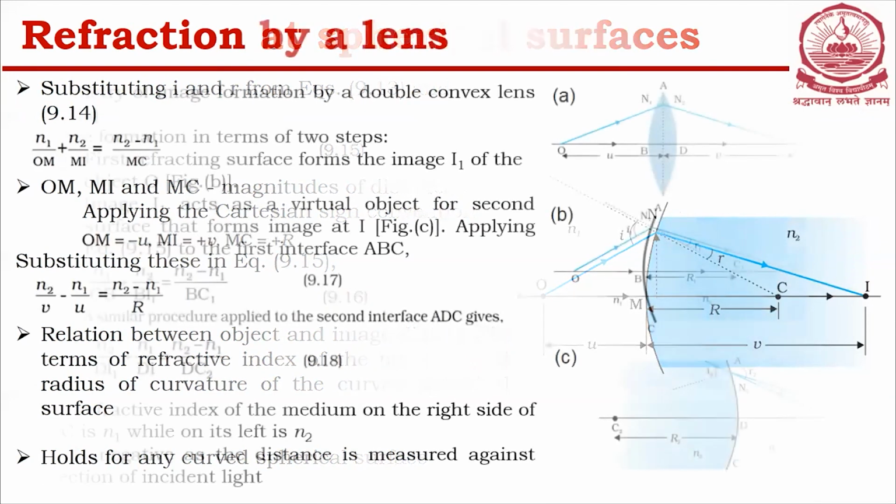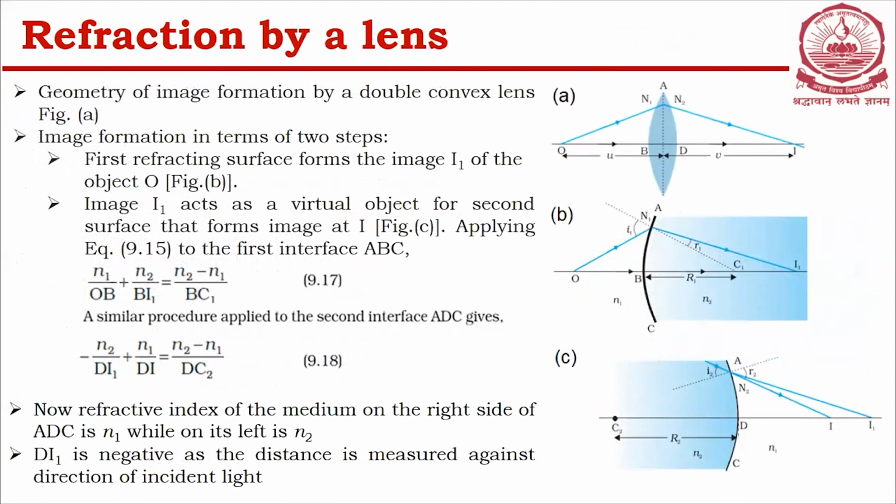Now let us move on to lenses: how to derive the lens maker's equation. If you see the lens in this case, the top figure shows a thin lens. You can see two spherical surfaces, one is concave and the other one is convex.